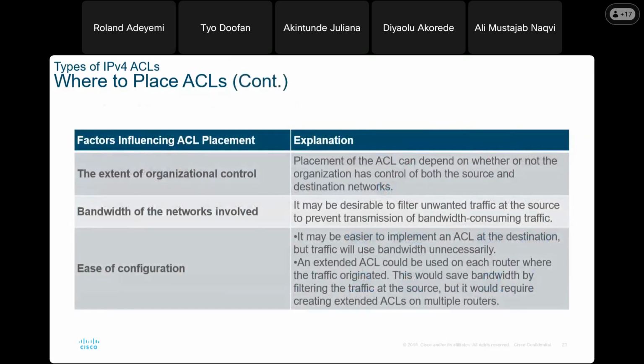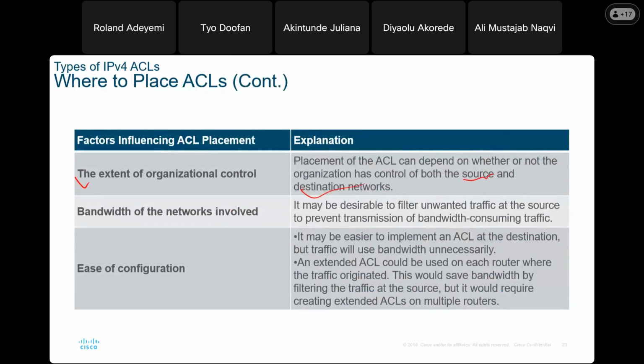So what are the factors that will influence where you are going to place your access list? The extent of the organization control. Placement of access lists can depend on whether or not the organization has control of both the source and destination network. That is what I just explained to you now.